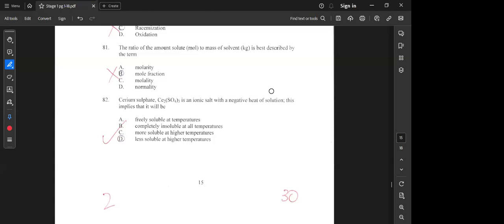All right, the next question. The ratio of the amount of solid to mass of solvent is best described as molality, right?